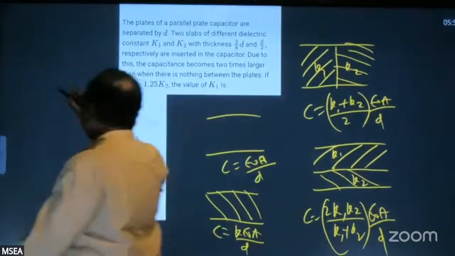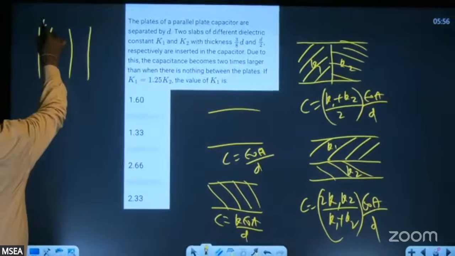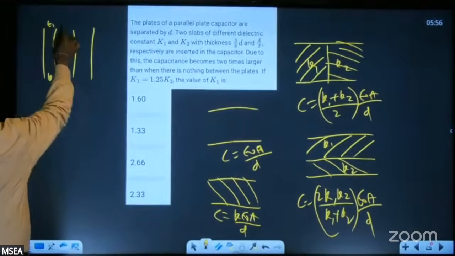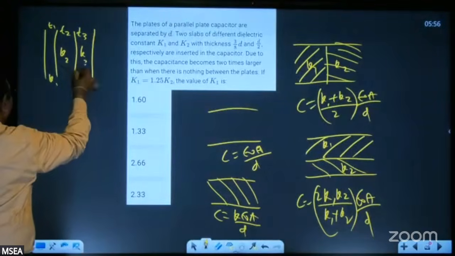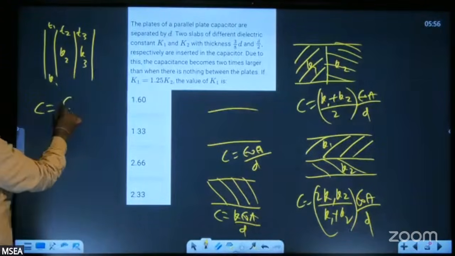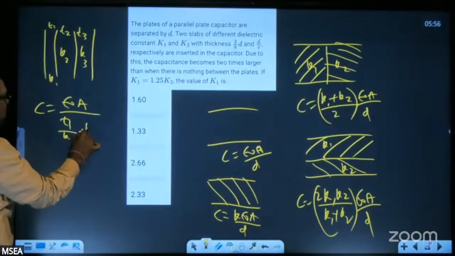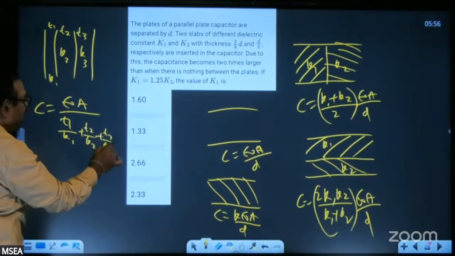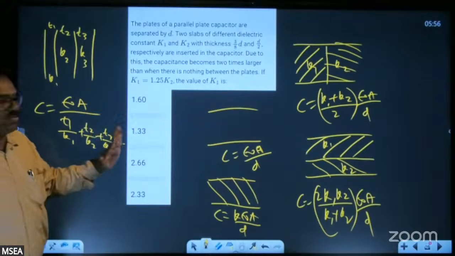Even suppose the dielectrics are given this way: thickness T1 with dielectric K1, thickness T2 with dielectric K2, thickness T3 with K3, and so on. Then the capacity is epsilon naught A by (T1 by K1 plus T2 by K2 plus T3 by K3, and so on). These are the things you must remember.